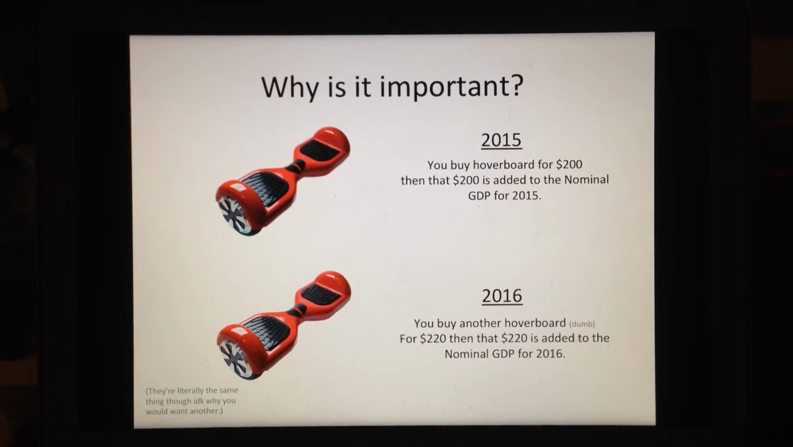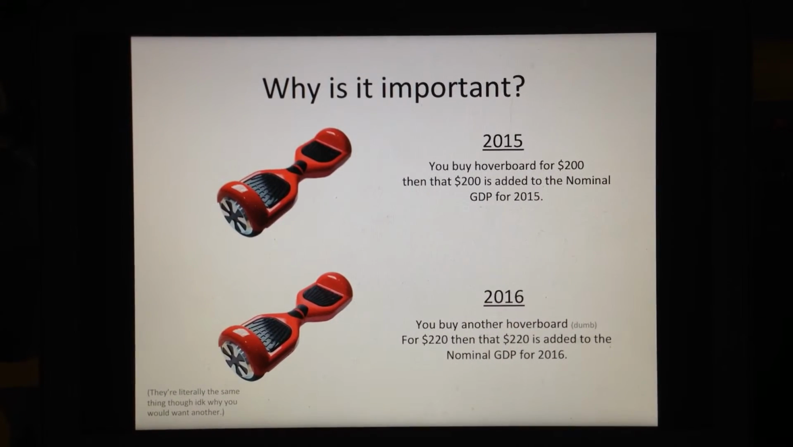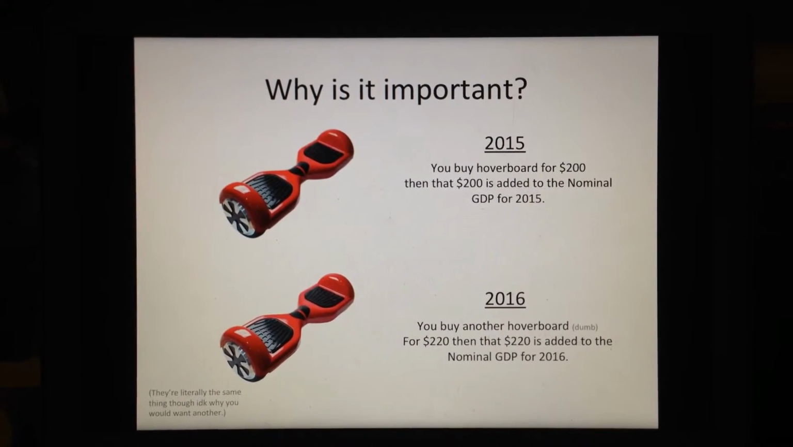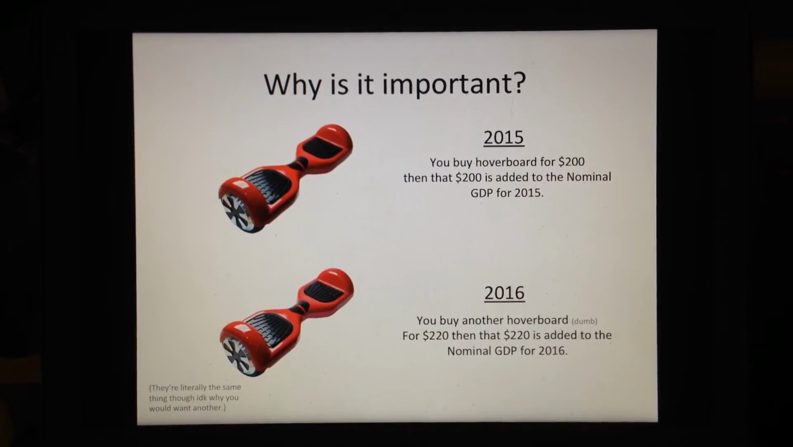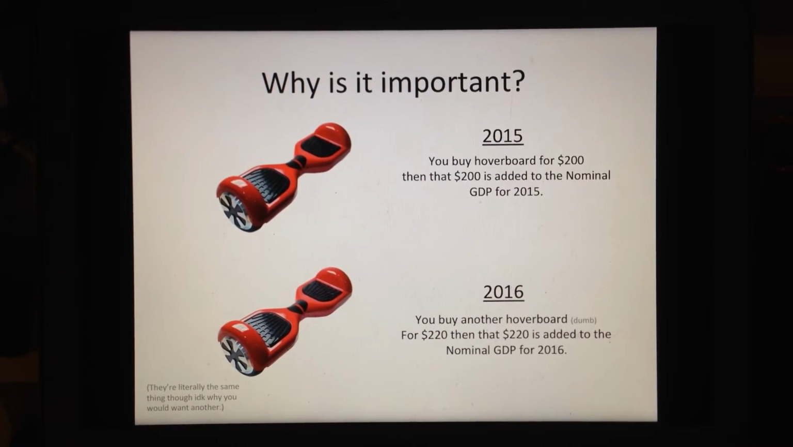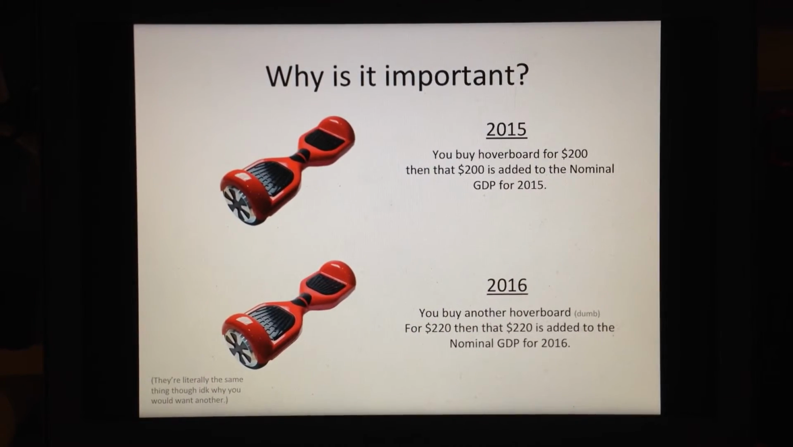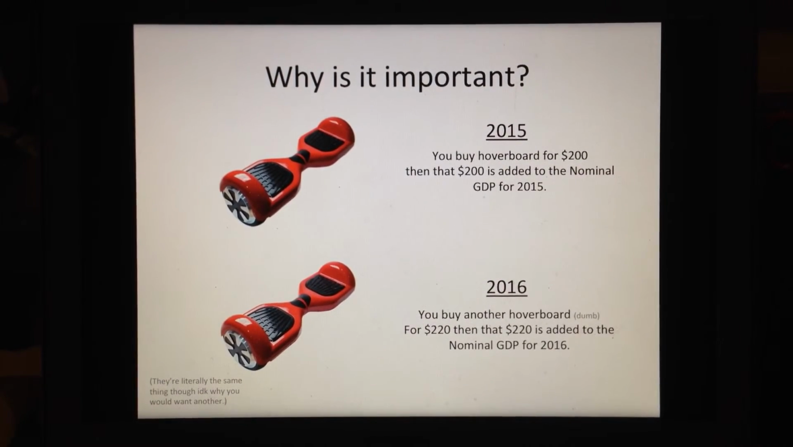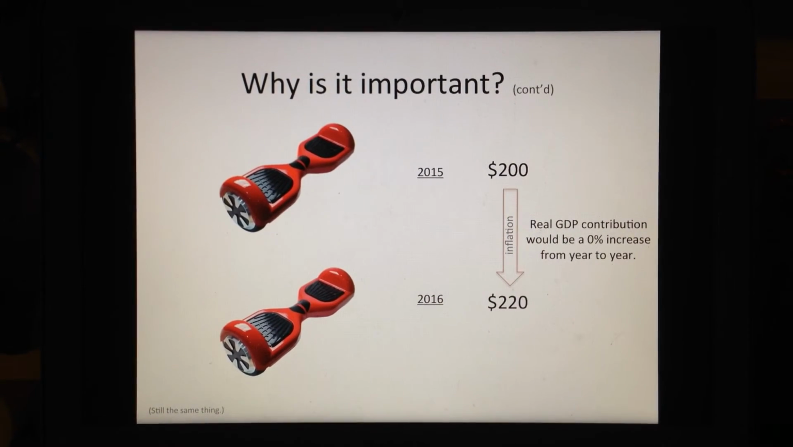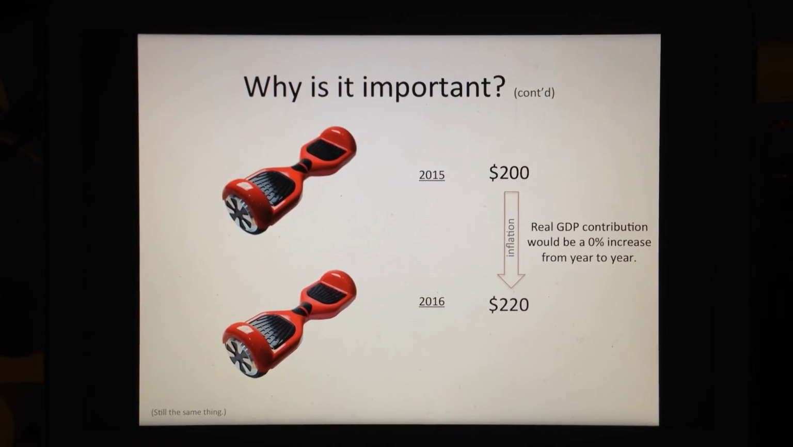Now that we're done with the boring stuff, I can further explain what the purpose of it was. Nominal GDP is a measurement made in current money. For example, if you go to the store and buy a hoverboard for $200, that adds $200 to the GDP. But if you buy that same hoverboard, I don't know why you would since you already have one, but anyway, next year for 220, then the GDP is increased by 220 in that next year, even though it is the same product. However, real GDP is adjusted for inflation, so if the product price inflated from $200 to $220 in 1 year, then the GDP contribution of that same product would be a 0% increase from year to year.